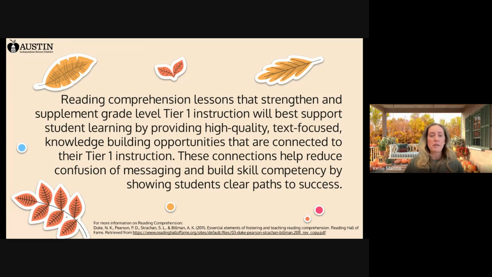Reading comprehension lessons that strengthen and supplement grade level Tier 1 instruction will best support student learning by providing high quality, text-focused, knowledge-building opportunities that are connected to their Tier 1 instruction. These connections help reduce confusion of messaging and build skill competency by showing students clear paths to success. If you really love to read research, I highly recommend this article that's been linked in the chat about fostering and teaching reading comprehension.